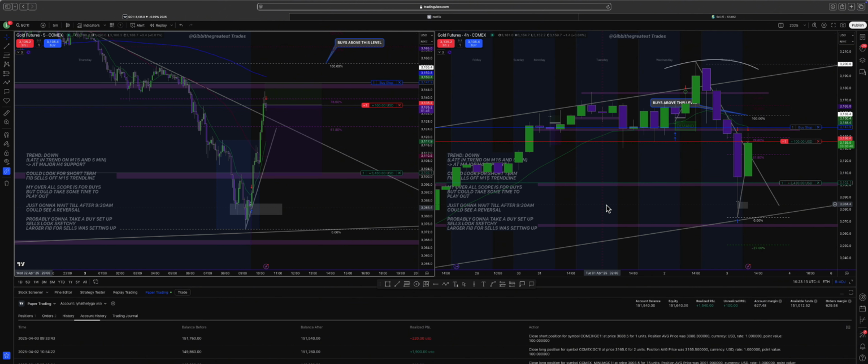As you can see on this 4 hour, it looked like it had retested or was retesting that wick to go back down. That's what I was trying to play, that little bounce. That's not even a part of my strategy though.